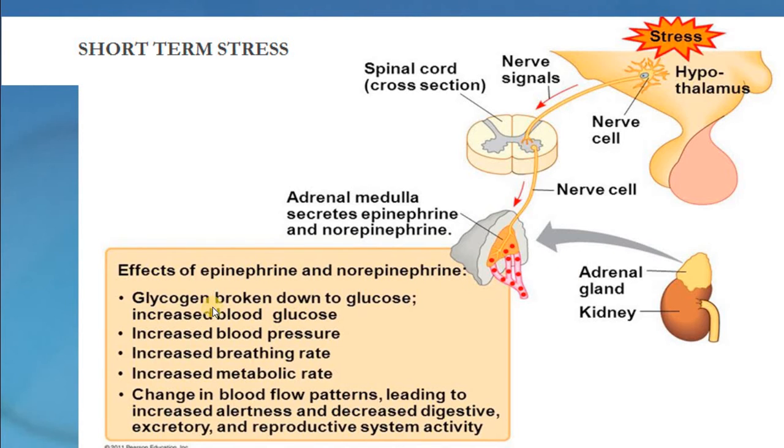Glycogen is broken down to glucose, increasing blood glucose. There will be increased blood pressure, increased breathing rate, increased metabolic rate, and change in blood flow pattern, leading to increased alertness and decreased digestive, excretory, and reproductive system activity.